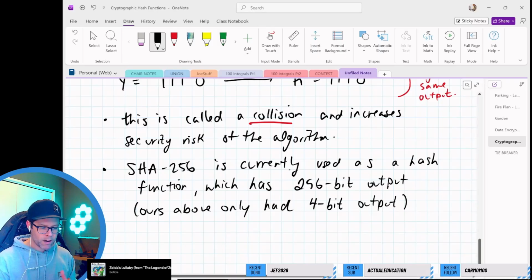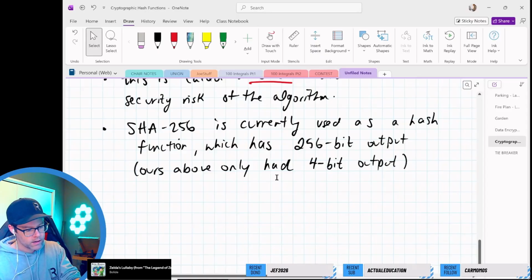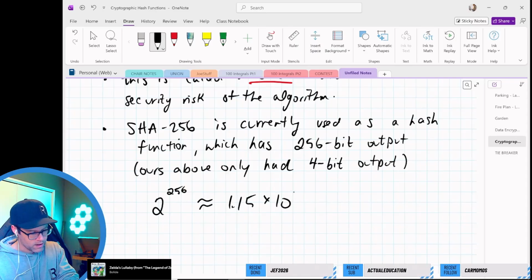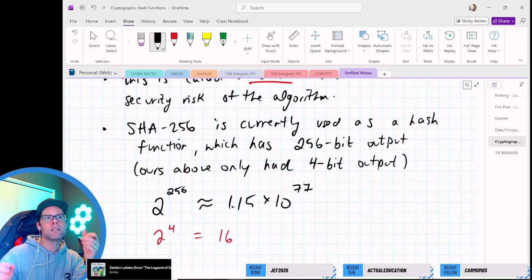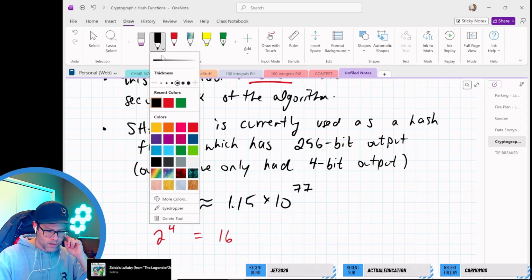So if we start to do the comparison of what ours had, which was a 4-bit output, with what SHA has, 2 to the 256 possible output values, which is about 1.15 times 10 to the 77, whereas ours only had 2 to the 4, which was 16, right? So SHA has just a much more robust ability to deal with all of the different inputs that it could receive.